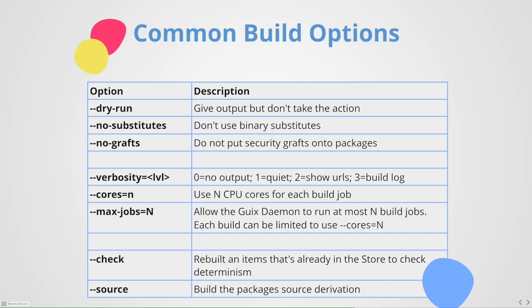And for each one of those jobs, you set a number of cores. So if you decided to allow 3 jobs, and then each one was allowed 2 cores, you'd be using 6 cores in total. And so when you're thinking about how many resources to use, that's the way to think about it. We used the check switch to check for build determinism, and then we used the source switch to download the package's source and build a source derivation.